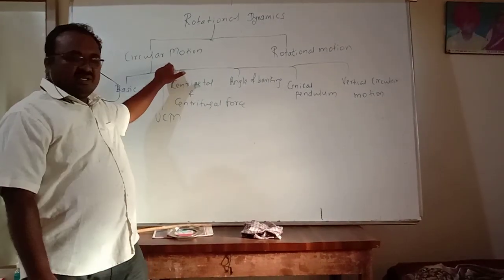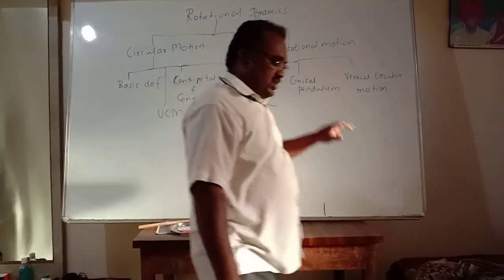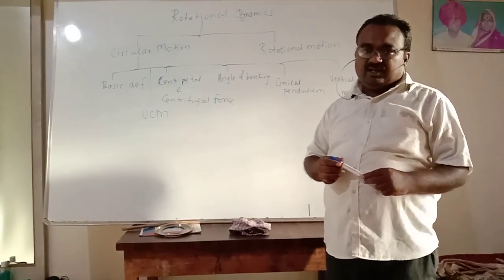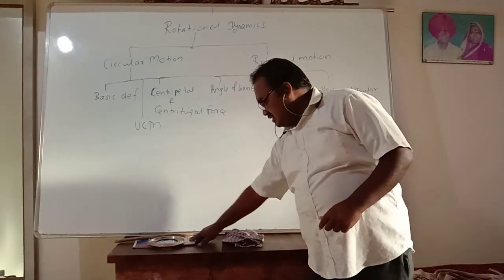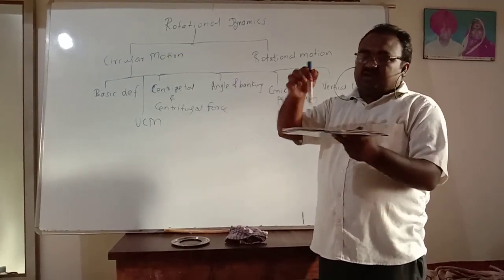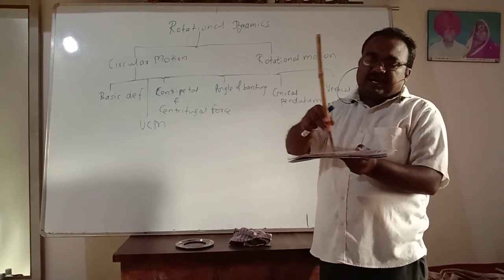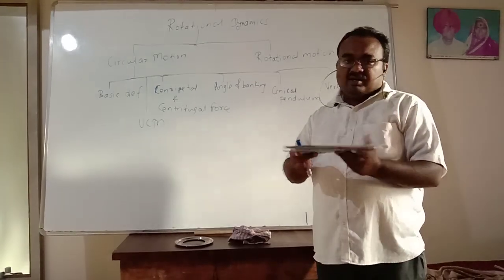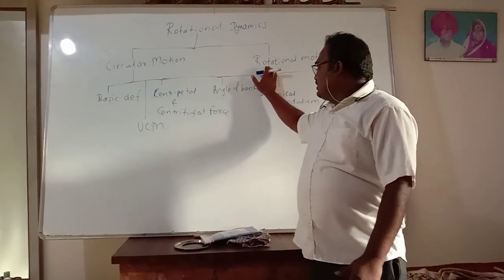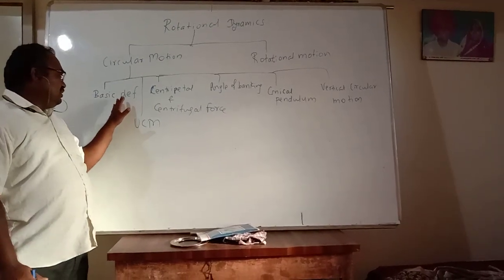So circular motion is performed by an object or any particle, and rotational motion is performed by a rigid body. When a rigid body is rotating about an axis of rotation, then its particles perform circular motion. Later we will study rotational motion. First we will study circular motion. First we will see the basic definitions.